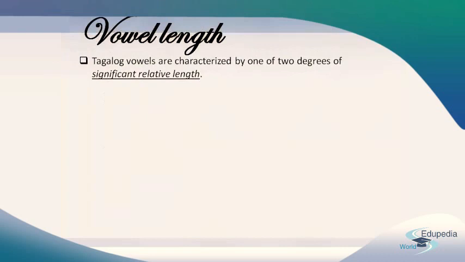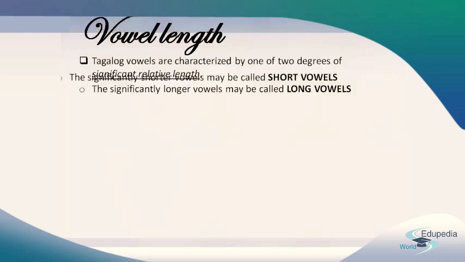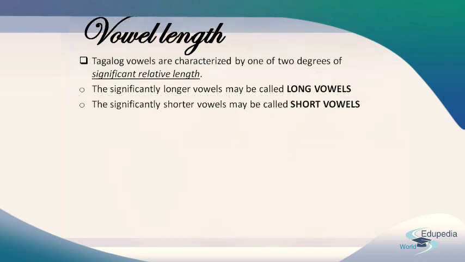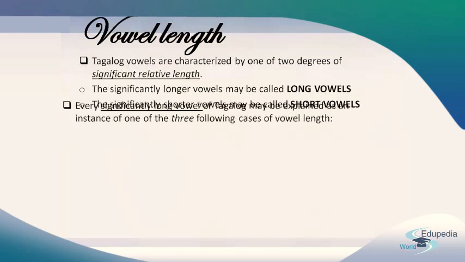Tagalog vowels are characterized by one of two degrees of significant relative length. The significantly longer vowels may be called long vowels, and the significantly shorter vowels may be called short vowels.